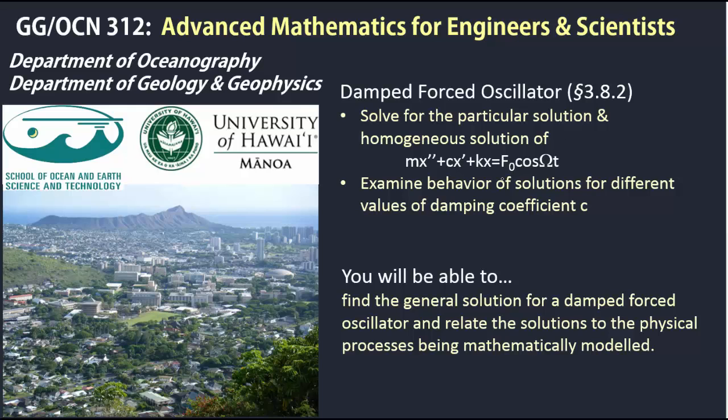So we'll first derive the particular solution, or the non-homogeneous solution, as well as remind ourselves about the homogeneous solution. And then we'll examine the behavior of the system for different values of this damping coefficient, c, right here. So your learning objectives are: you'll be able to find the general solution for this system, and, as importantly, you'll be able to relate the solution and the behavior of the solution to the physical processes being mathematically modeled.